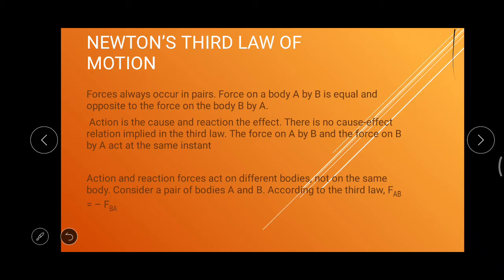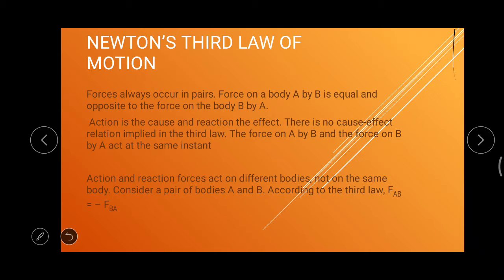For example, the recoiling of the gun. At the time when you are firing the bullet from the gun, the gun is exerting a force over the bullet. That's why the bullet is moving with a particular acceleration or a particular velocity. And at the time of firing, there will be a backward motion of the gun.